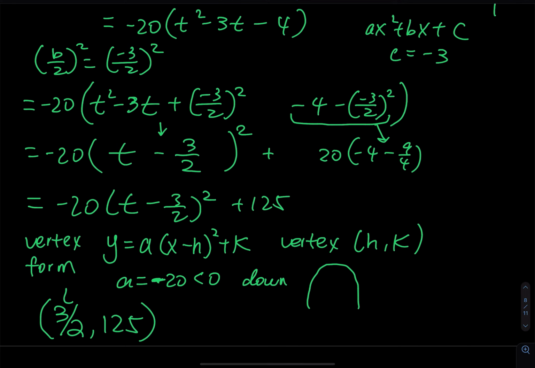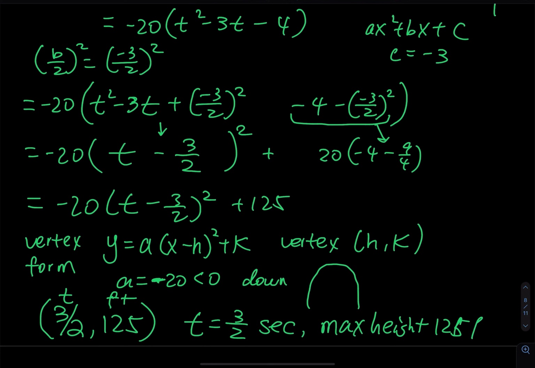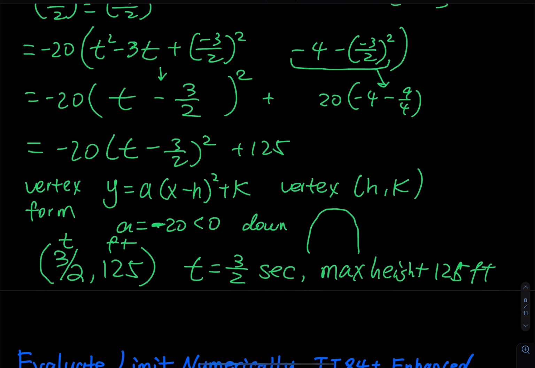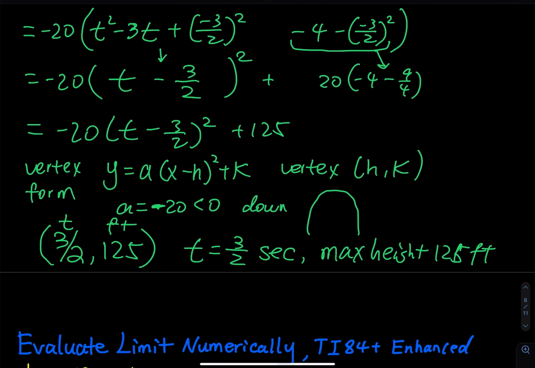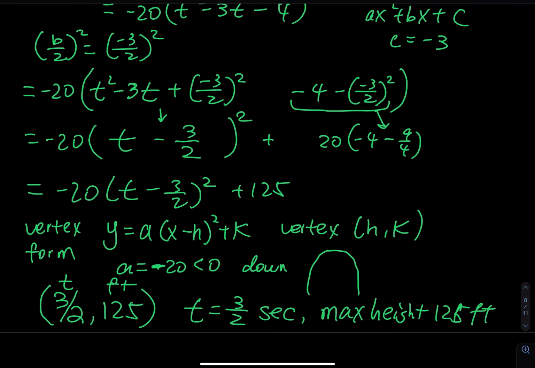So this is t, and then this is, did I use feet? Yes, and that is the position. So when t is equal to 3 over 2 seconds, the height is the maximum. So the ball is at maximum height, 125 feet above the ground. What else? The last thing goes for the next part. The next thing is when does the ball reach the ground.